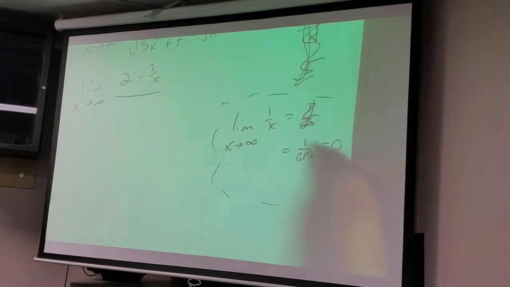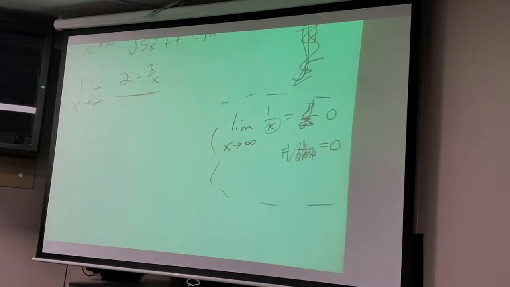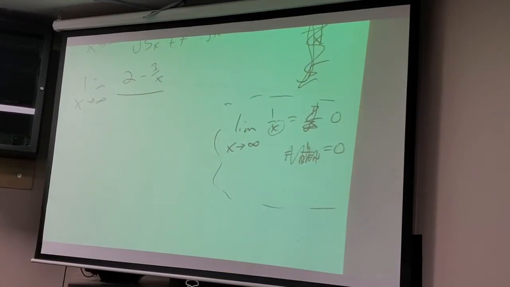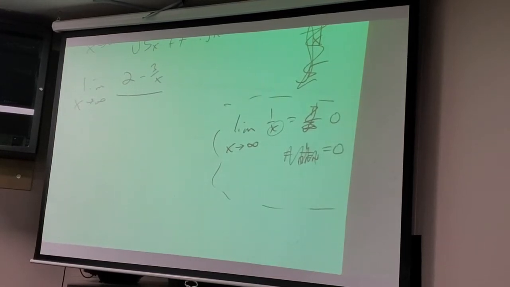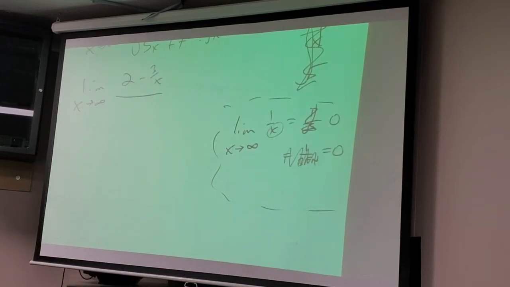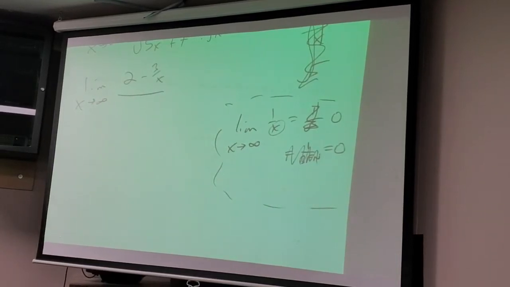Now I'm hoping some of you don't have to do that. You know this limit is 0 because when the bottom gets really big, the whole thing goes to 0. Does it ever get to 0? No. My old calc teacher would just have us plug in infinity and then we'd do the arrow and then we'd write 0.